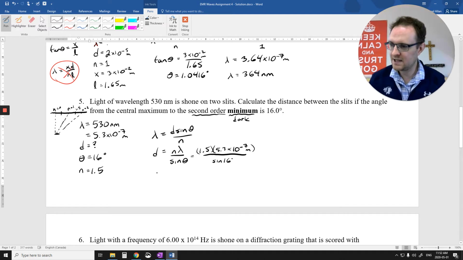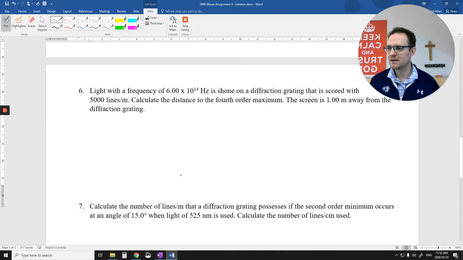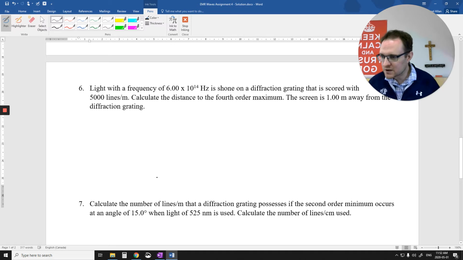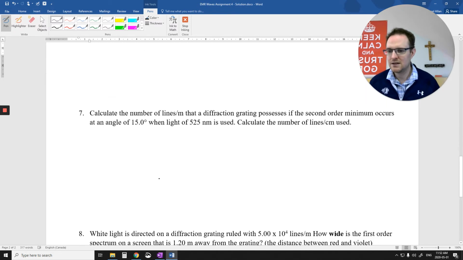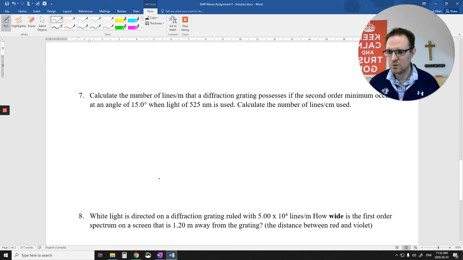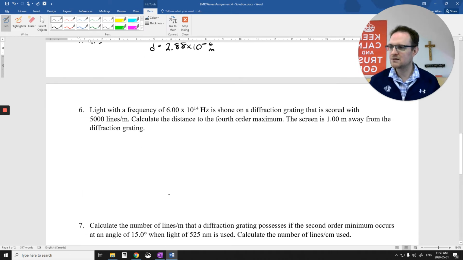So we get a d value of 2.88 times 10 to the negative 6 meters. So 2.88 micrometers. I'm just going to leave that in scientific notation. So the next few questions here, it's all about diffraction gratings.